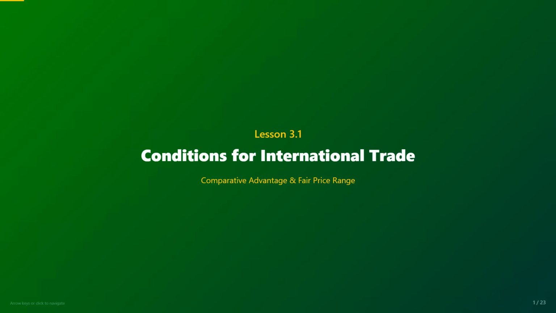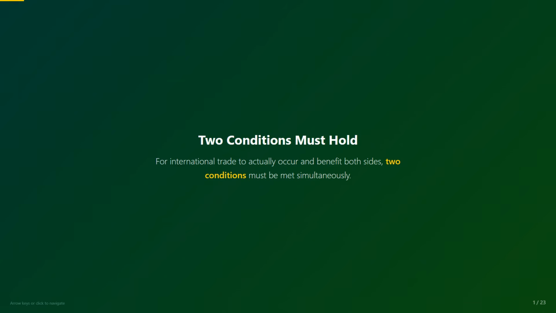Conditions for international trade, comparative advantage and a fair price range. Hello everyone. In the previous lesson, we learned about absolute advantage and comparative advantage. Today, we will define the two conditions that must be met for international trade to actually take place, and we will see that when these conditions are met, both economies improve their situation.